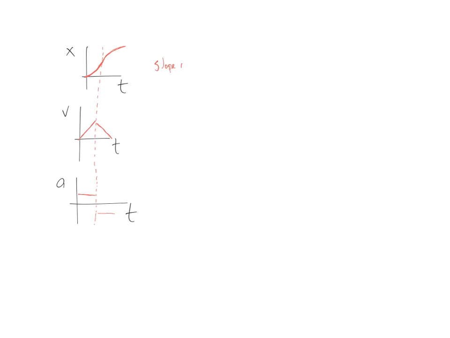Slope of our position versus time graph is what? The slope of our position-time graph is our velocity. Good. And when you have a curved graph, you have to take the slopes of the tangent lines, right? All right. Now, the slope of our velocity versus time graph is what?